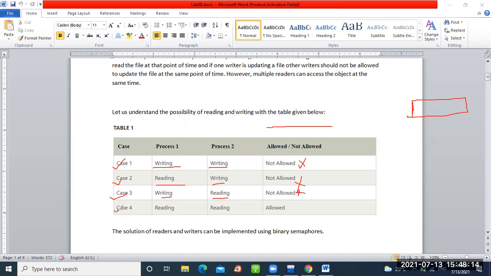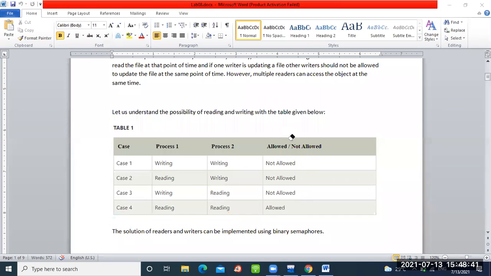Now case number four, the special case: if both the processes are readers, will we allow it or not? This case can be allowed because the readers are performing only read operations. Fine. So how will we solve this one? We will use the concept of semaphore to solve this problem.